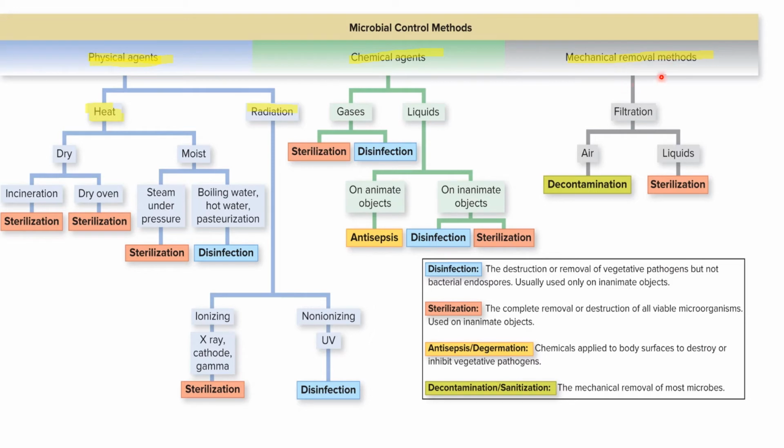Now, mechanical methods, for example, filtration, right? So when you filter the air or when you filter liquids, liquid filtration is actually going to result in a sterile product where, again, all vegetative cells, including endospores, are going to be removed. Air filtration is usually going to decontaminate. So this is where, again, you are removing most of the microbes, but you're still going to end up with some microbes.